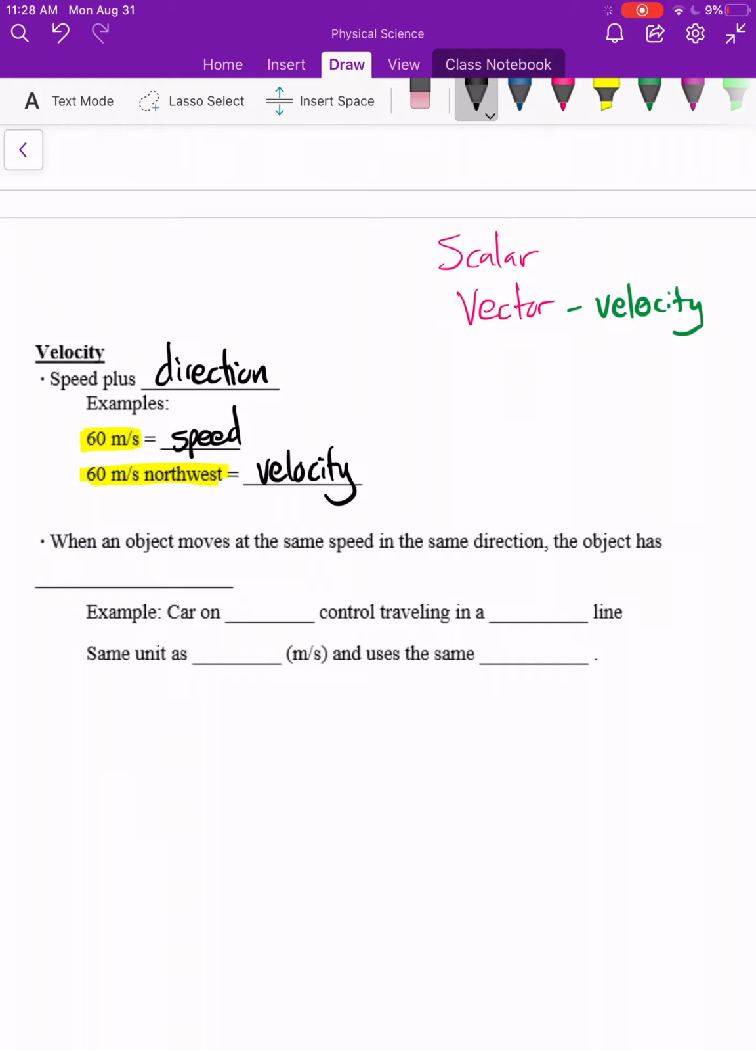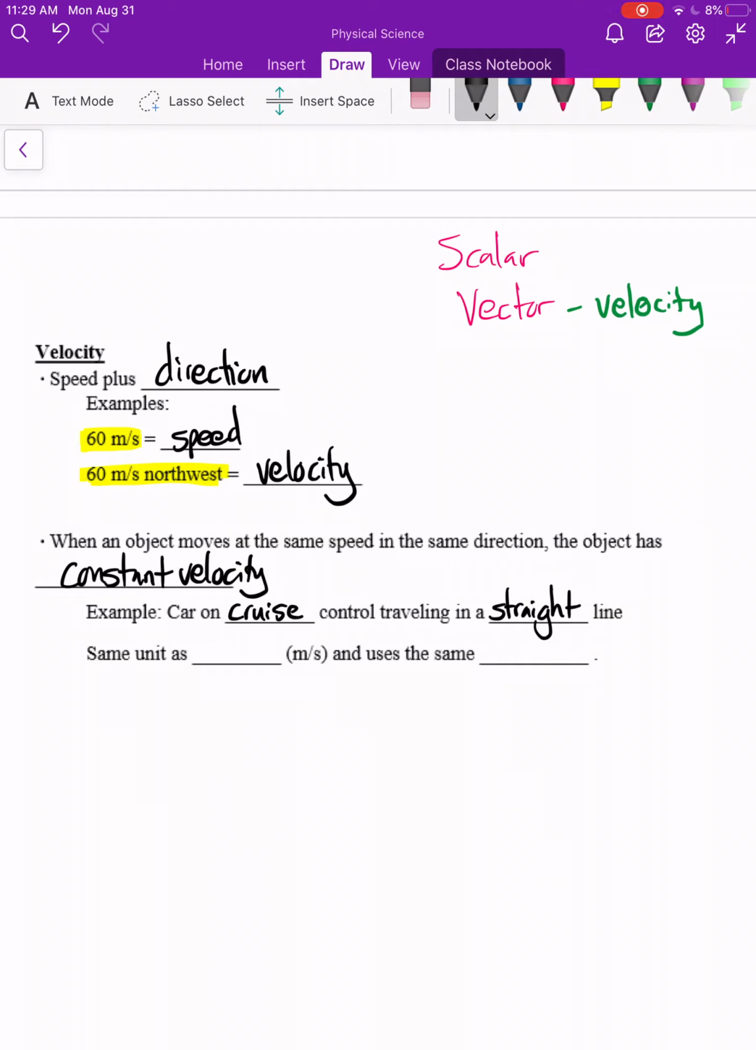All right, when an object moves at the same speed in the same direction, the object has a constant velocity. So nothing's really changing, okay? And then we talked about the car on cruise control having a constant speed, but now we could say a car on cruise control and traveling in a straight line. So maybe it's going east, or west, or north, or south, okay?